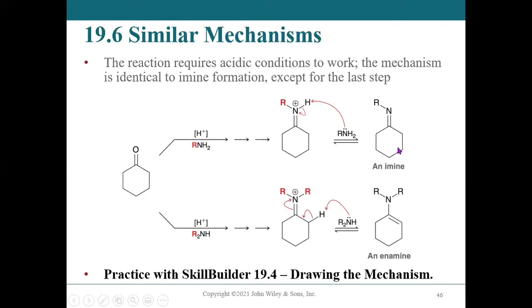Compare the structure here. An imine has a carbon double bond to nitrogen, and in an enamine, the nitrogen is bonded to a carbon, and that carbon is in the double bond. There is no double bond between carbon and nitrogen.